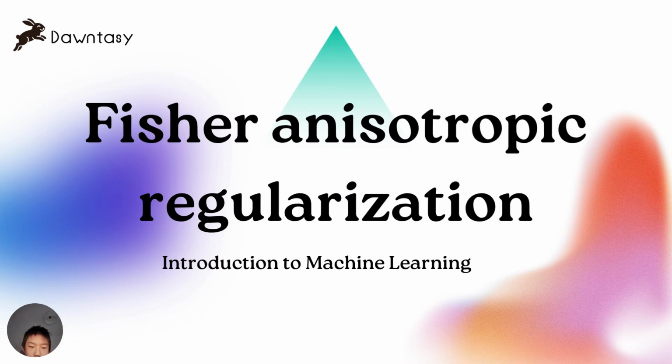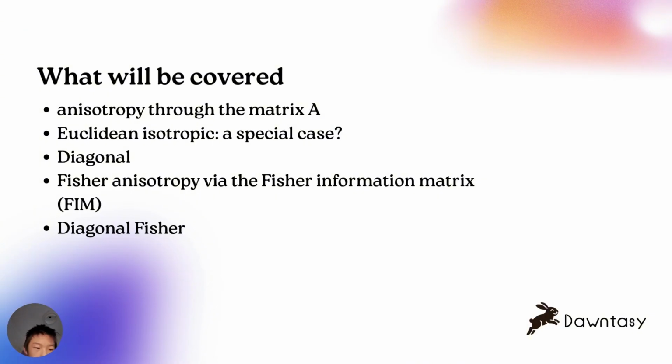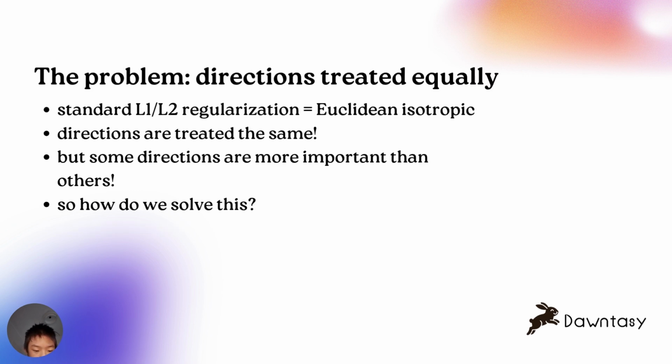Hello, today I'll be covering how we can leverage information geometry in regularization to create a sort of anisotropic Fisher regularization. We'll be covering anisotropy through the matrix A, how our special case of L1 and L2 is technically just this matrix A, this general matrix, but Euclidean, how we can extend it to diagonal, and finally we'll talk about how we can use information for this.